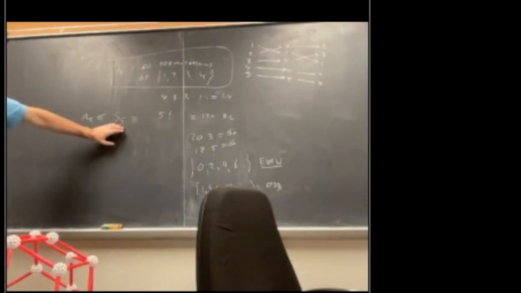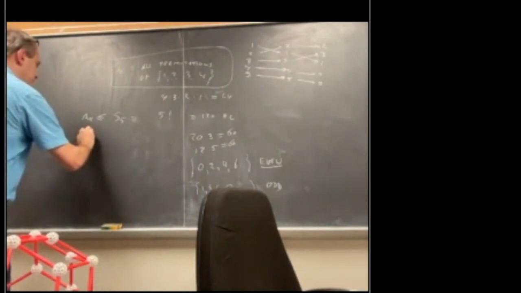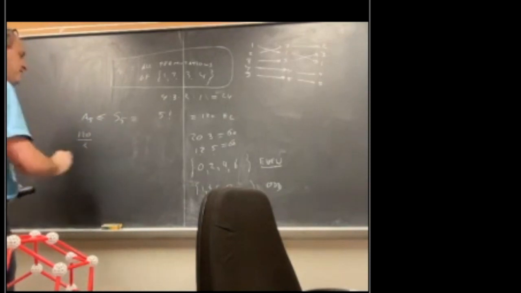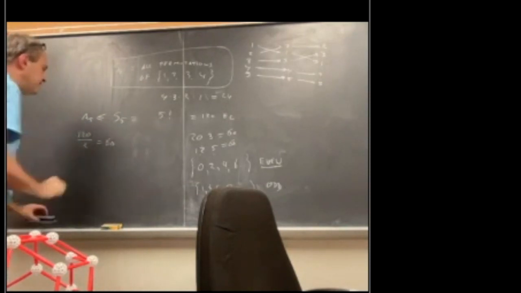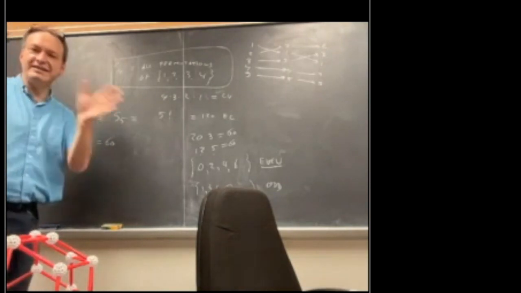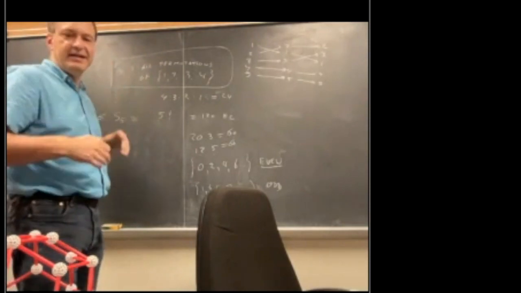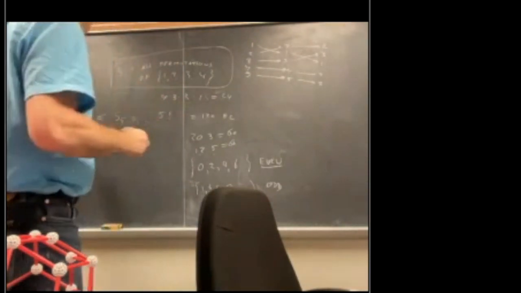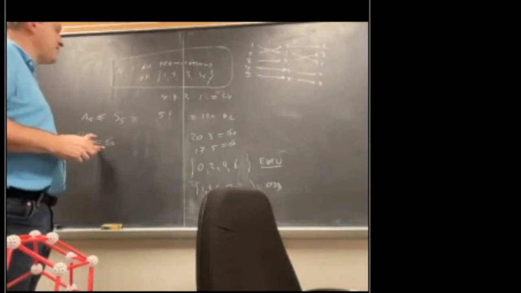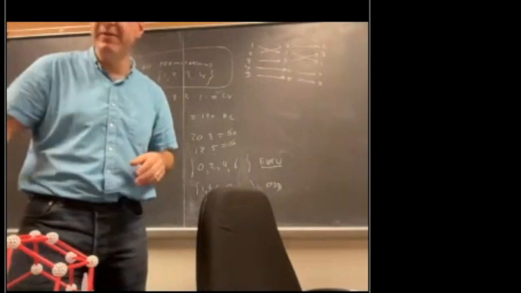So there are odd permutations and even permutations, and there are exactly half of them even. It's 60. So A5 is a group with 60 elements. And you have the exact same number of elements of order 2, number of elements of order 3, number of elements of order 5 as for the rotations of the dodecahedron.